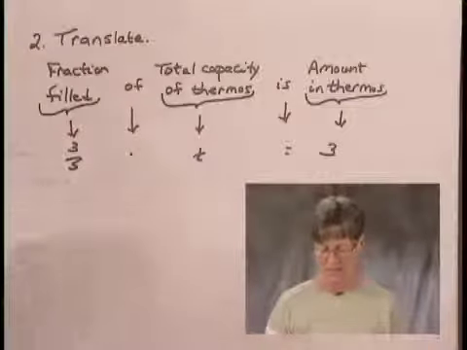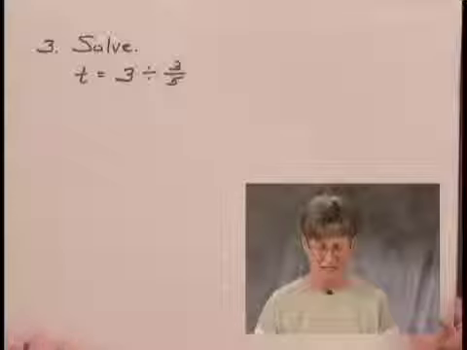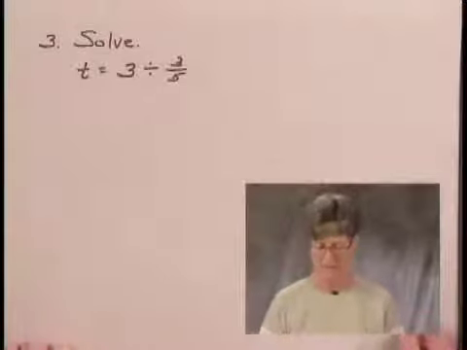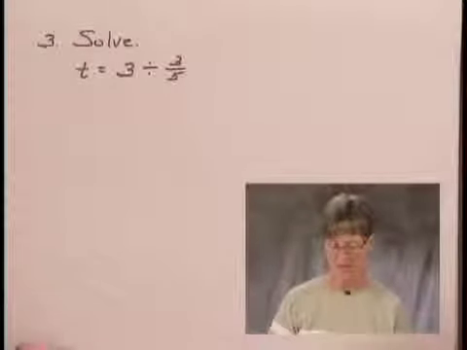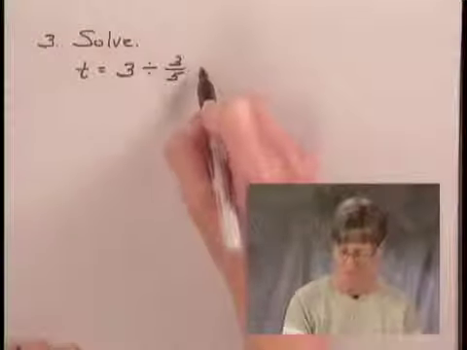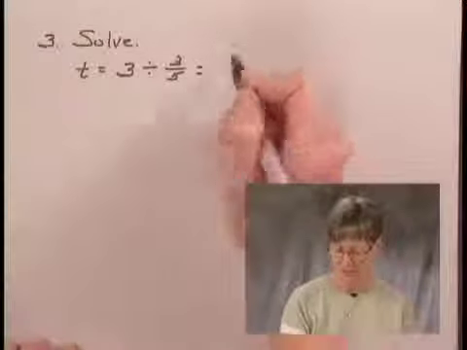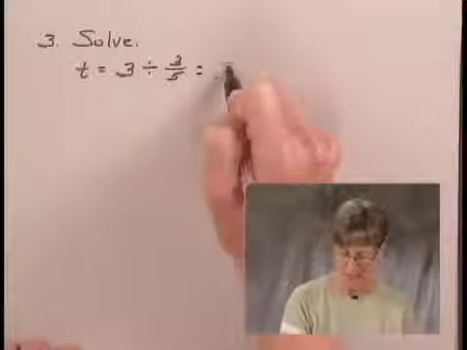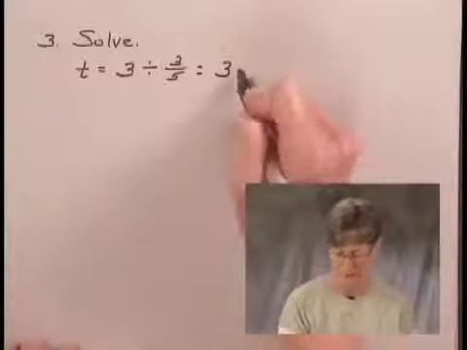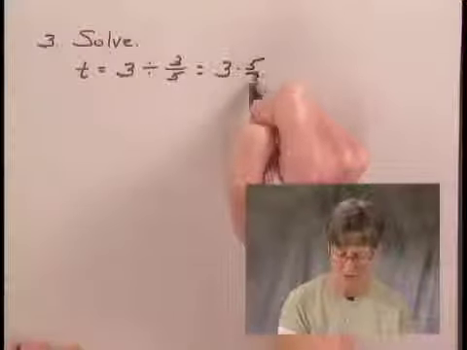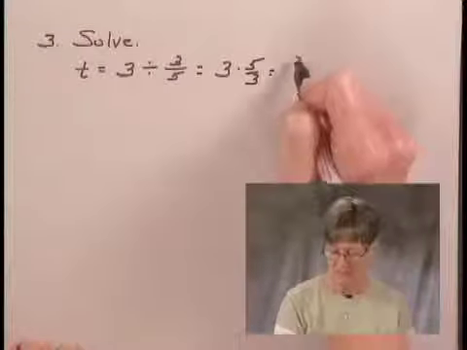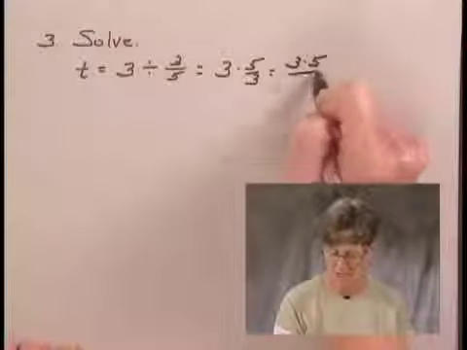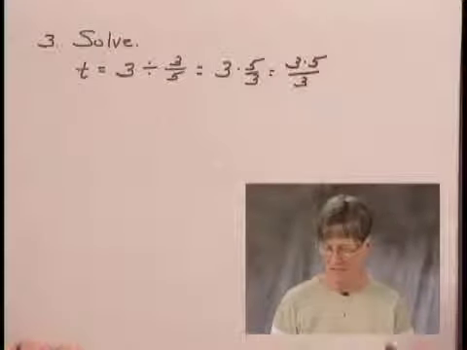We will begin by dividing on both sides by 3/5. So we would say that T is equal to 3 divided by 3/5. And carry out the division. We will multiply 3 by the reciprocal of 3/5, which is 5/3. Multiplying in the numerator, we have 3 times 5, and we have 3 in the denominator.